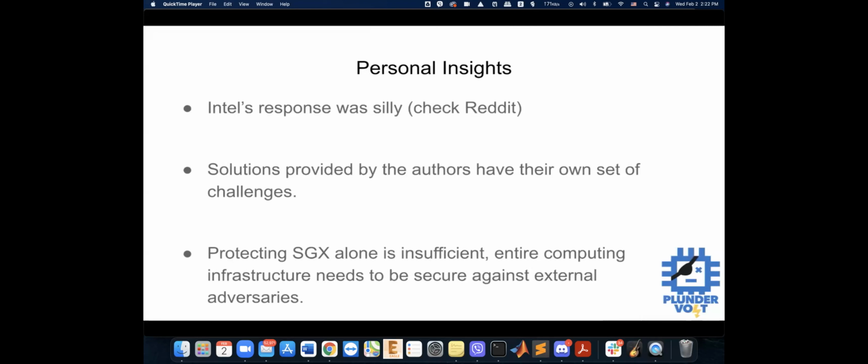Also, there can be further avenues for fault injection through power and clocking management features, which might exist, and they have to be disabled separately. Also, the solutions provided by the authors in terms of the countermeasures for both hardware and software have their own set of challenges and thus are not very robust. Additionally, protecting SGX alone is insufficient, and the entire computing infrastructure needs to be secured against external adversaries. Thanks.